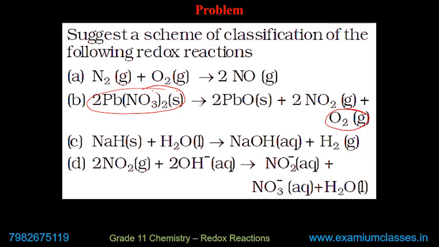Fine. Who is going to answer the fourth one? I'll explain again, because a few students will remain confused. D: who is going to explain the answer for D? NO2 plus OH minus gives NO2 minus plus NO3 minus plus H2. Anyone? Okay, Yash Bedi.